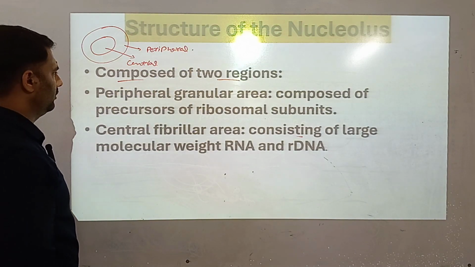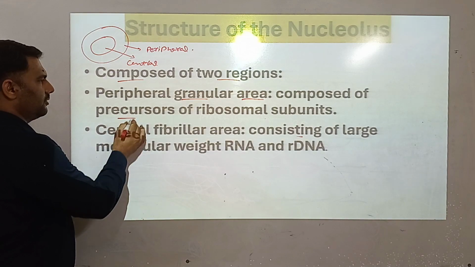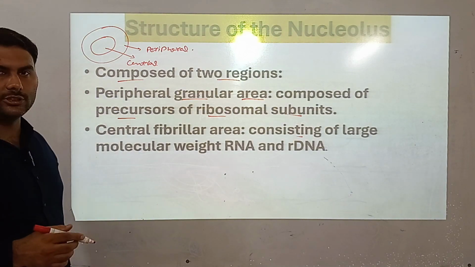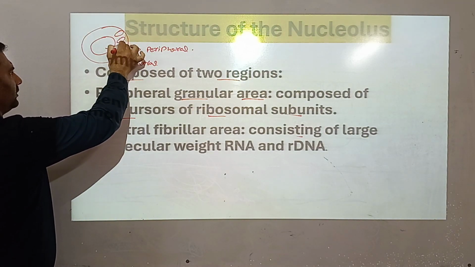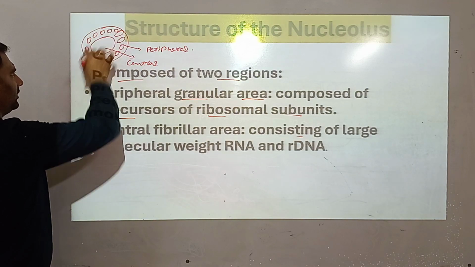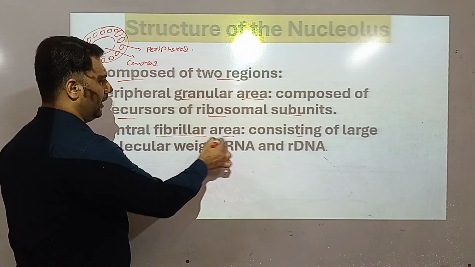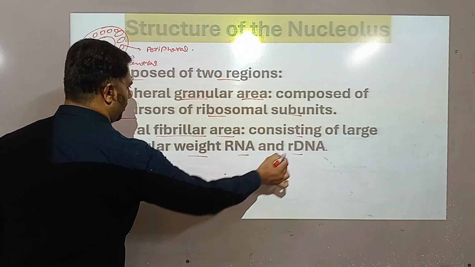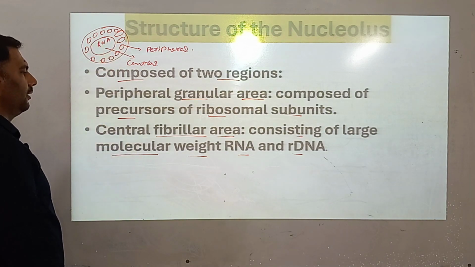The difference is that the peripheral region is a granular area. This granular area is composed of the precursors of ribosomal subunits. As we know, there are the large subunit and the small subunit, and these are present in this peripheral region. They may be 60S or 40S. The central region is the fibrillar area, consisting of large molecular weight RNA and rDNA. So it contains the RNA and rDNA. This is the fibrillar region.